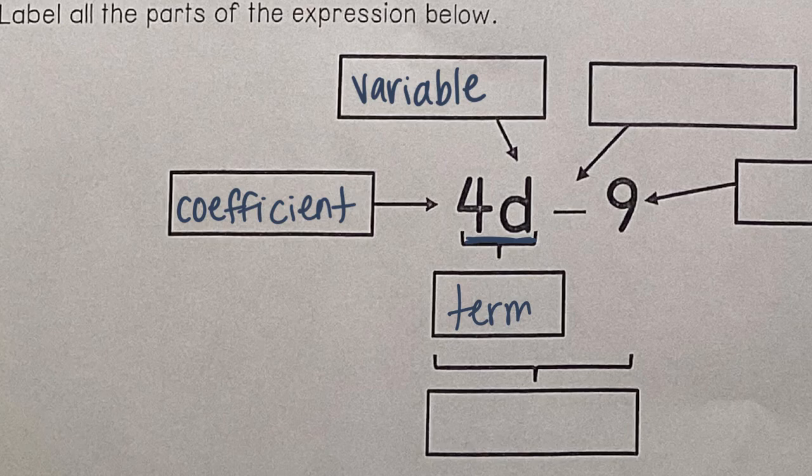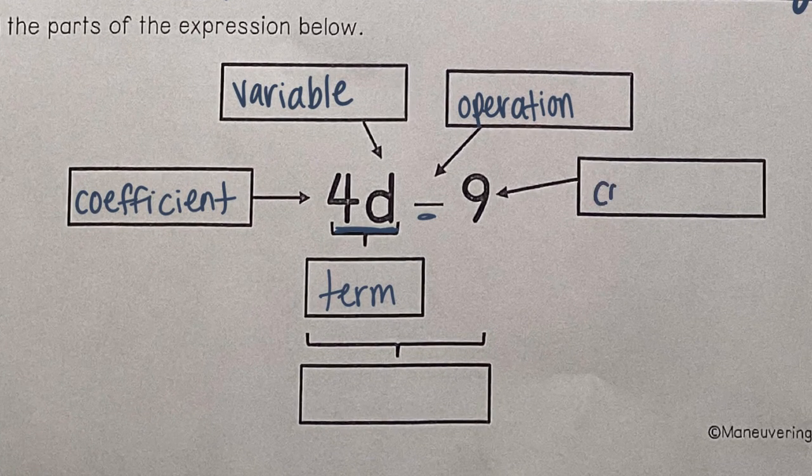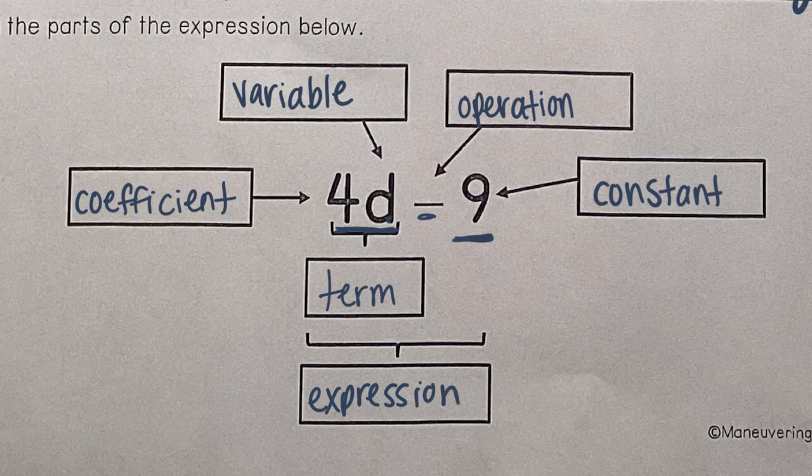Okay. Your subtraction sign is, of course, your operation. That's the mathematical operation you're performing. And the number by itself is called a constant because nothing changes. It's constant. This will constantly be 9. No matter what happens to your variable over here with your letter, this is a constant. It will never change. It's always going to be 9. Okay? And then all together, your 4d minus 9 is an expression because there is no equal sign.